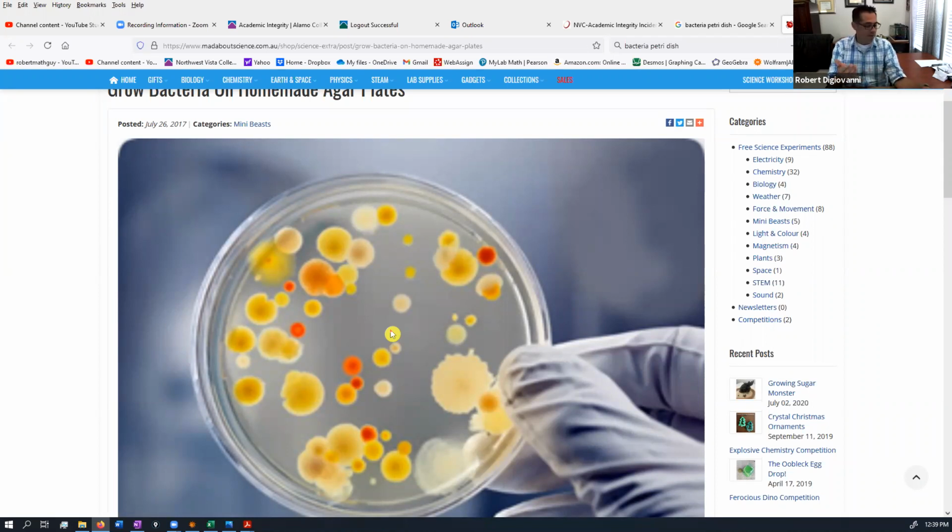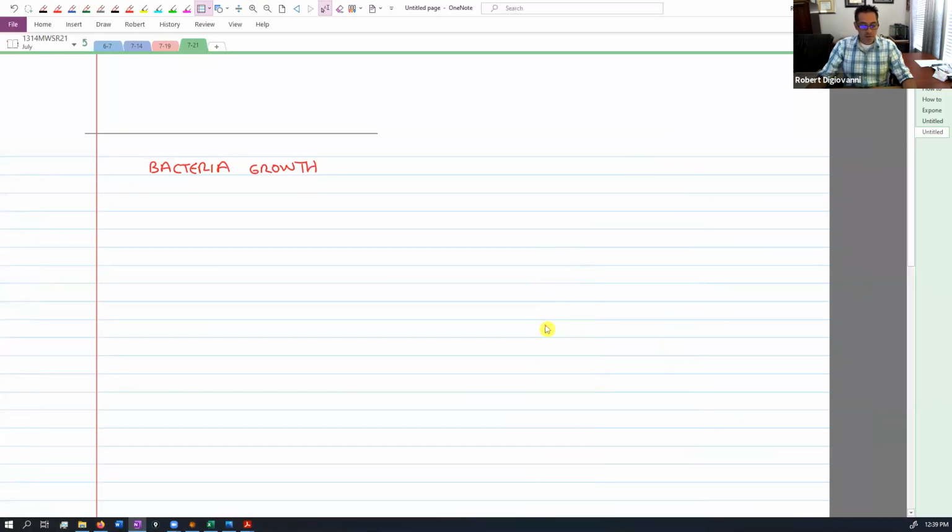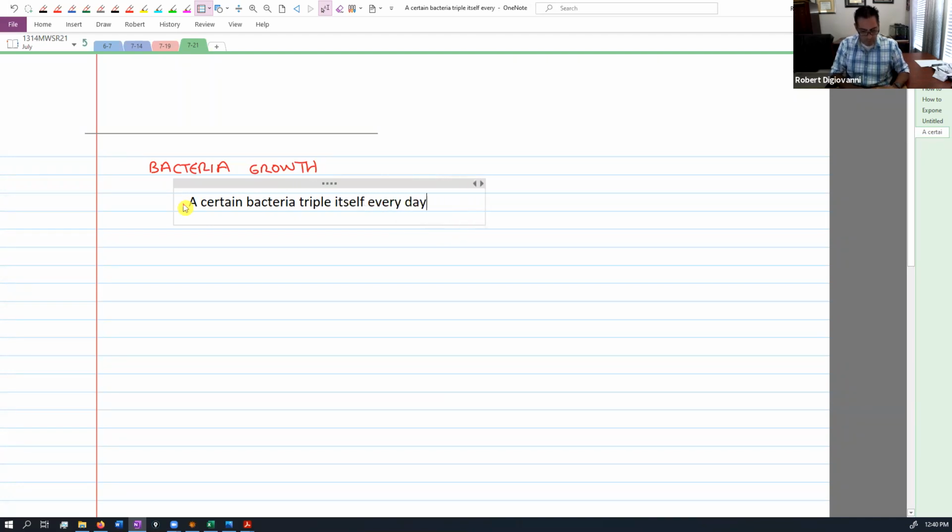So it takes the bacteria off of things that we touch every day, and then you put it in there and see what happens. And so in a Petri dish, you start basically with bacteria, and then after time, it starts to grow in there. And most bacteria grow exponentially. So I'm going to give you an example. A certain bacteria triples itself every day. Find the function for this bacteria growth.